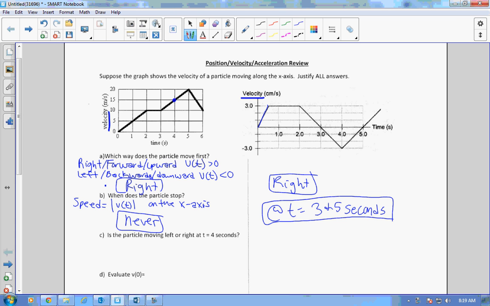Remember, left and right means is it above the x-axis or below the x-axis? So on the first one, is it going left or right? It's going right because it's positive. T equals 4 right here. Is that one going left or right? Left.